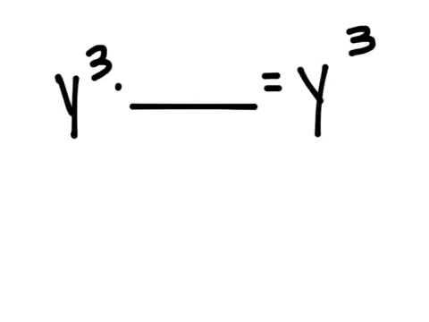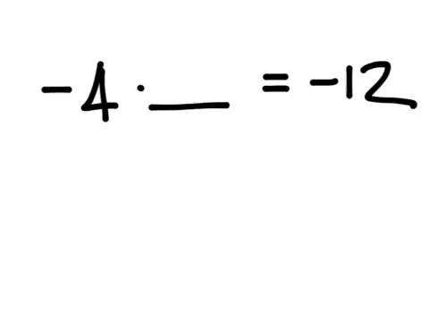Y to the third times something equals y to the third. What is that something? 1, yes, in the same directions as the last problem. -4 times something equals -12. Not -3. 3.